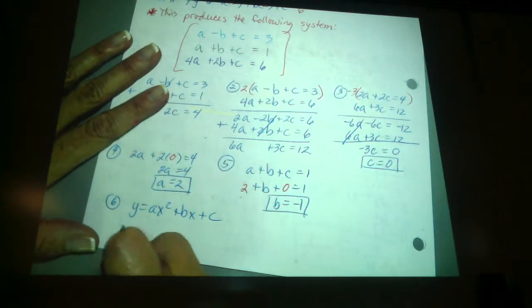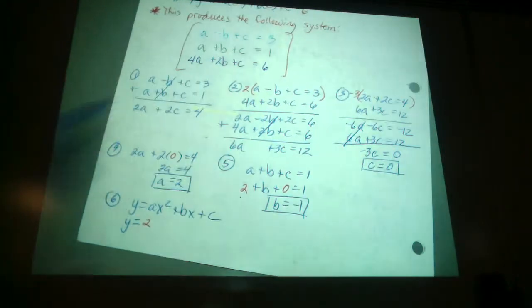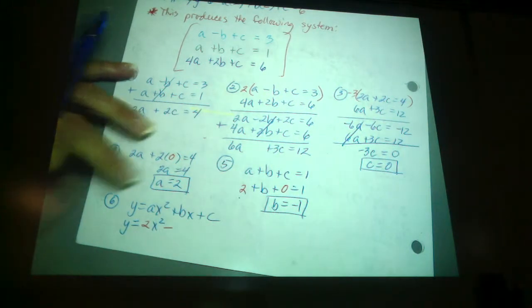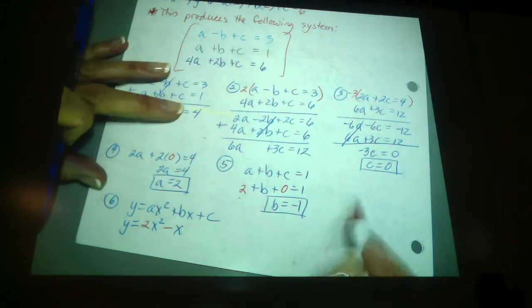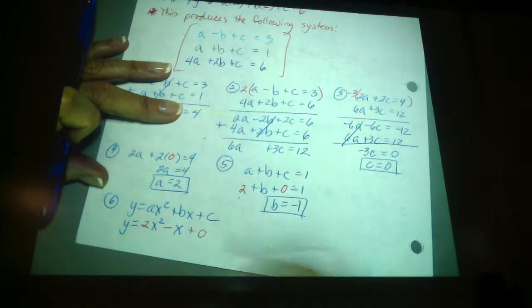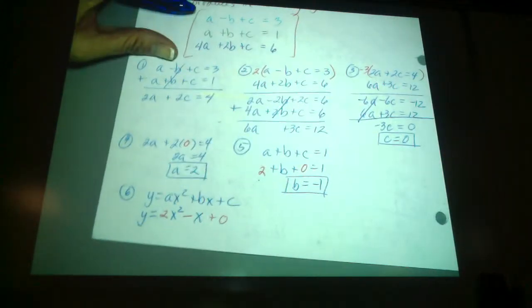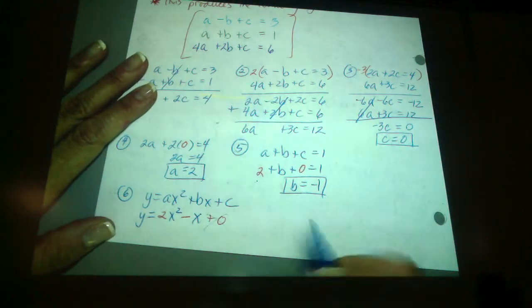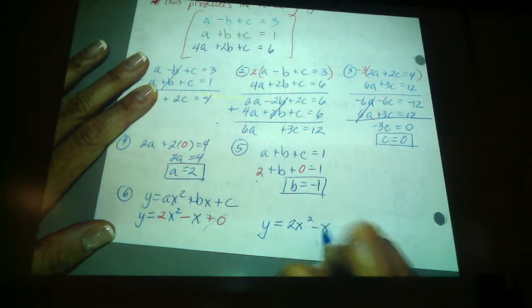So we're going to replace a with 2, x squared. Our b is negative, so we don't want to write plus negative. We're just going to write minus, and the coefficient's 1. We're just going to write minus x. And then our c, plus 0. Would that be my answer? Would it be? Nope, because we don't want the 0 in there, right? So our final answer is y equals 2x squared minus x.